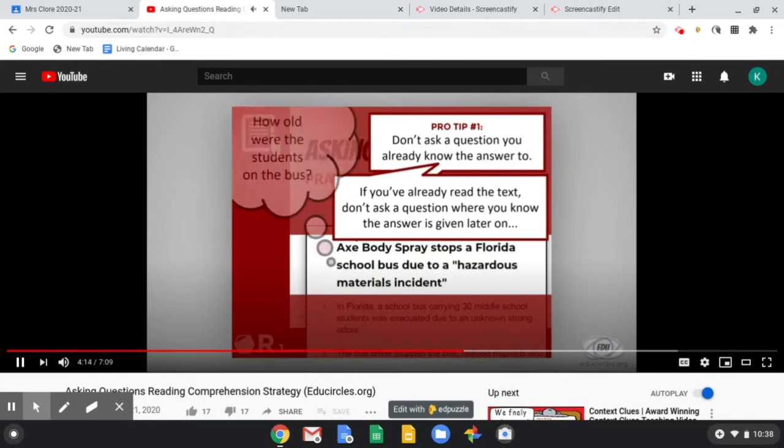So in this case, asking, how old were the students on the school bus? Well, if you already know in the next sentence it says that they were middle school students, that's probably not a great question to ask because you already know the answer.